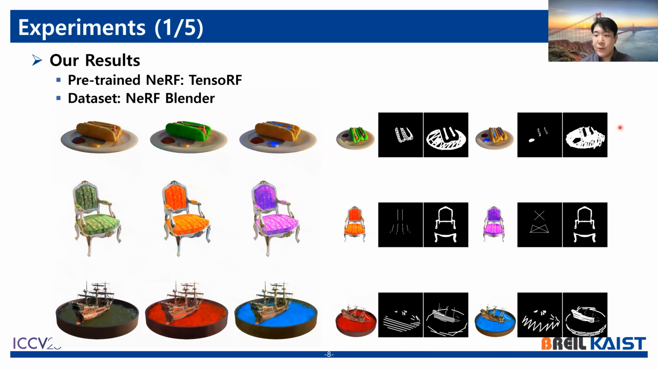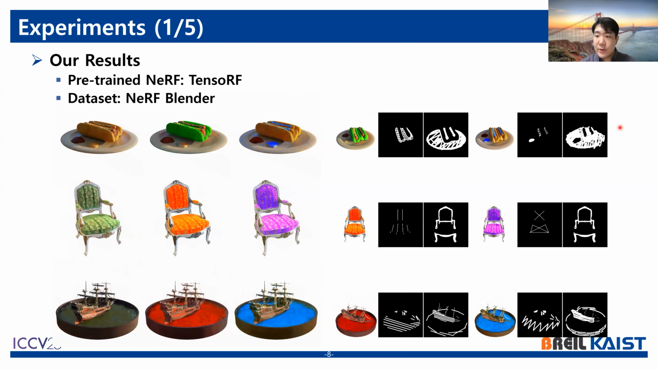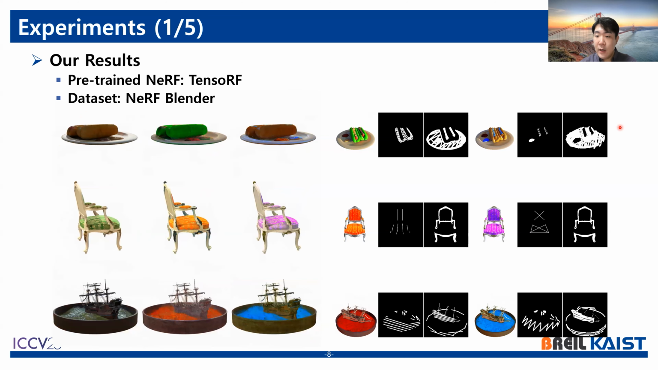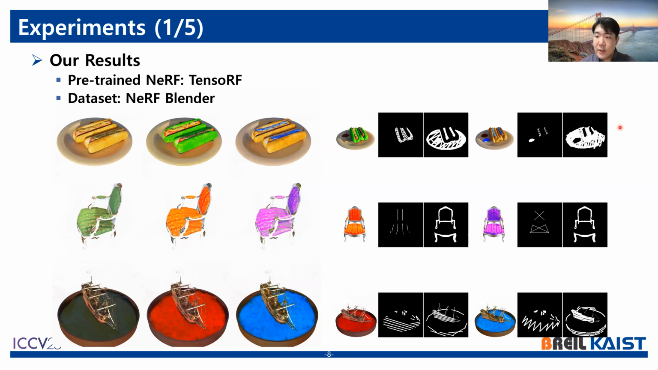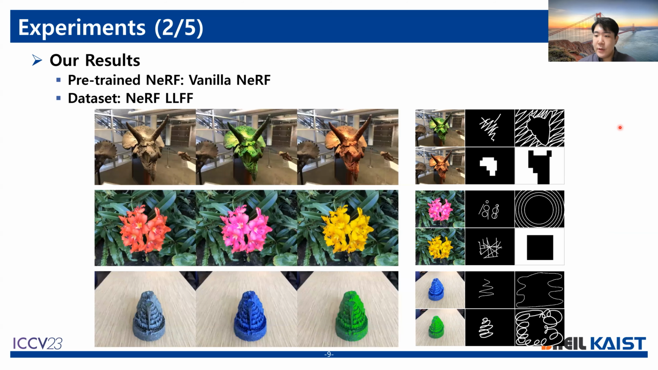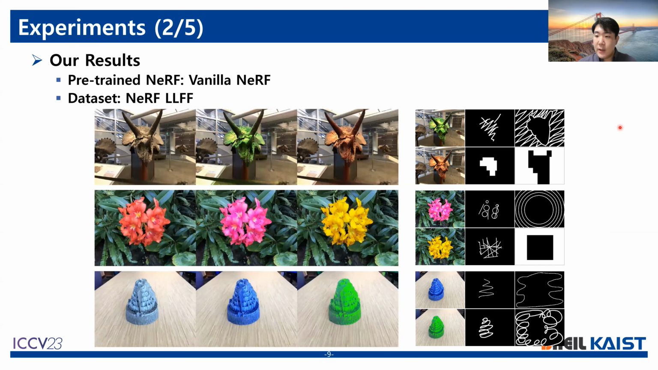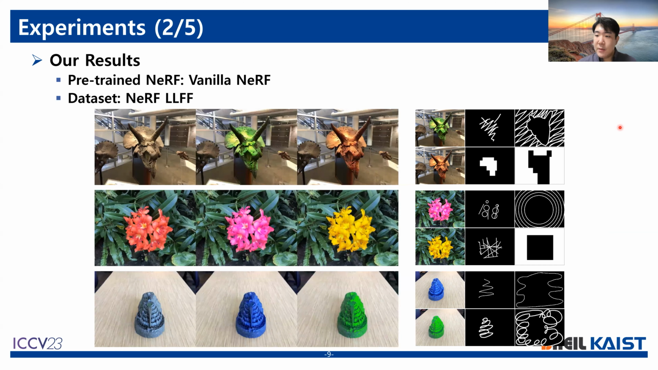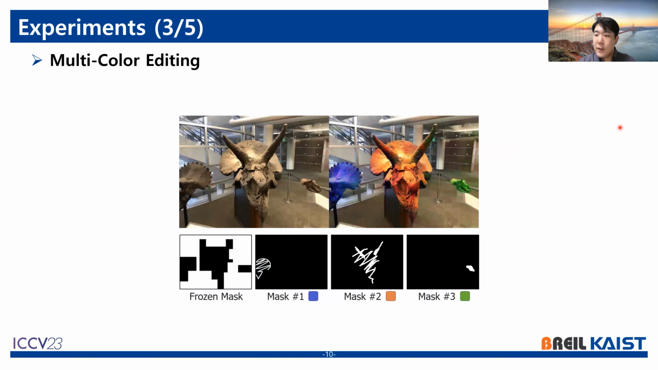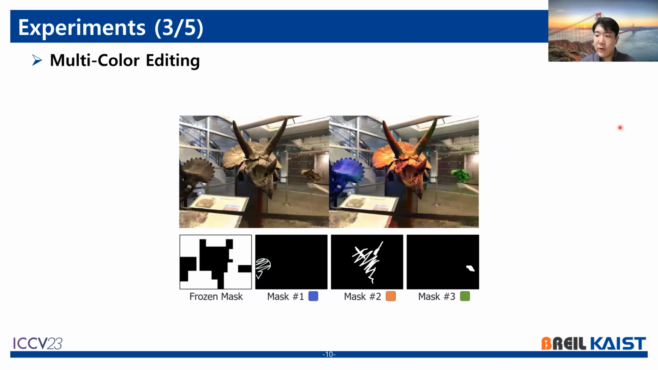Now, let's quickly go through the results. ICE-NeRF can be applied to various NeRF variants. These results were obtained by applying our method to the TensorRF model. On the right, you can see the recolor and frozen mask used for recoloring. These results were achieved by applying our method to vanilla NeRF. In the top row, even with many similar colors, you can see that color editing is focused on the desired area. Here are the results of multicolor editing using multiple masks for a single scene.